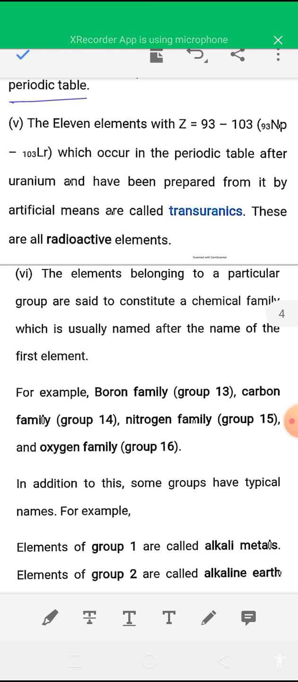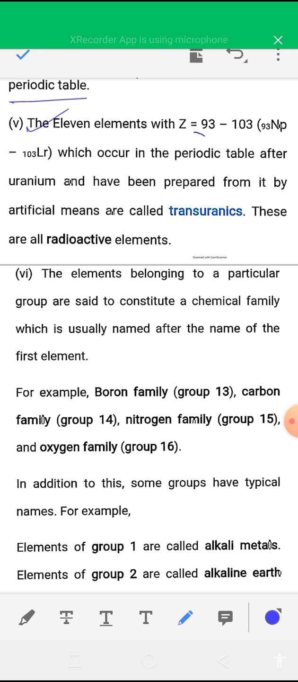And the 11 elements with atomic numbers 93 to 103, that is neptunium to lawrencium, which occur in the periodic table after uranium and have been prepared from it by artificial means, are called transuranic elements. All these transuranic elements are radioactive in nature.